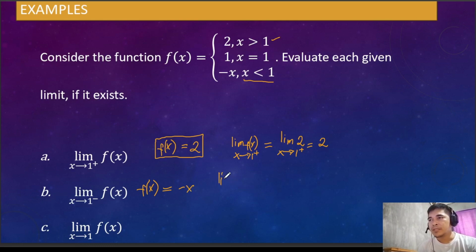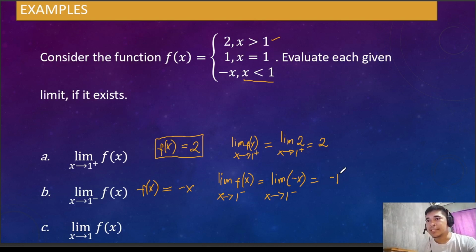So we have limit of f of x as x approaches 1 from the left side is equal to limit of, substituting the value of f of x, negative x as x approaches 1 from the left. So applying the limit theorems, the limit of the variable is the value of a. So we got negative 1. So that is the limit of f of x, which is equal to negative x, because our x approaches 1 from the left side. So that is the negative sign, or the left hand side limit.